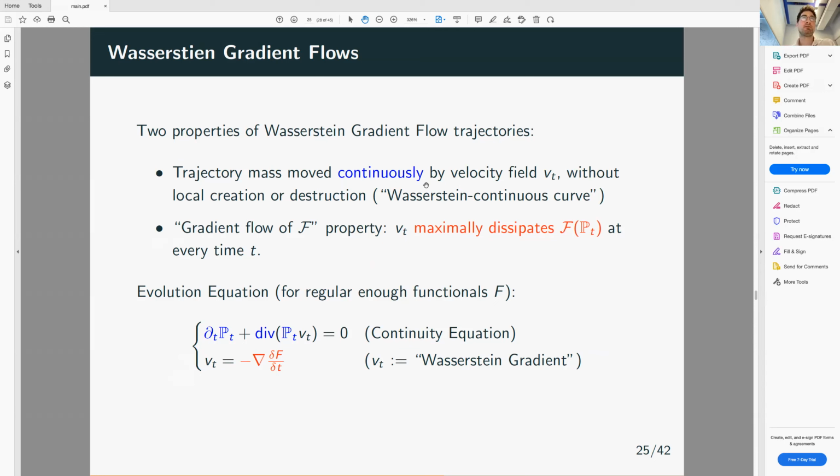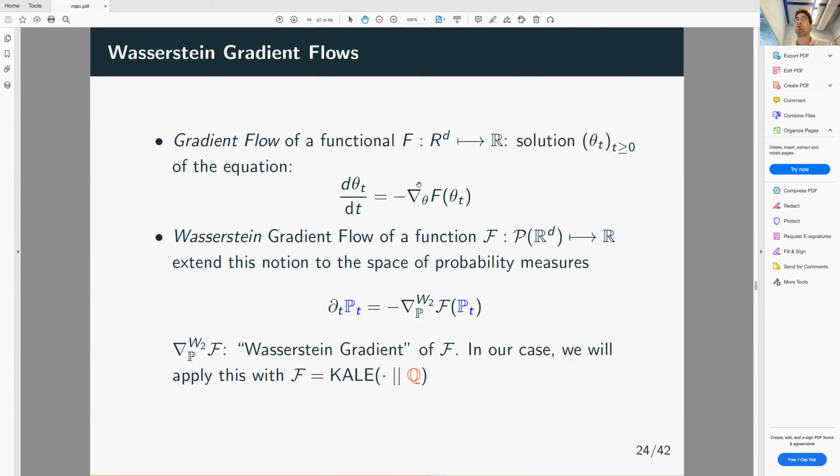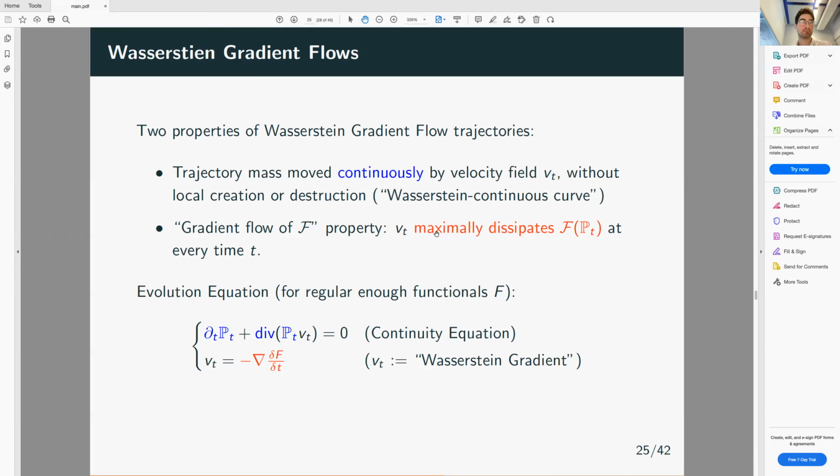The second property of a Wasserstein gradient flow is that it maximally dissipates. This is also typical in gradient flows, right? A Wasserstein gradient flow maximally dissipates a functional at every time t. This intuition is similar to the intuition in Euclidean gradient flow. We're trying to maximally dissipate the objective. In the same manner, Wasserstein gradient flow maximally dissipates this functional f at every time t.